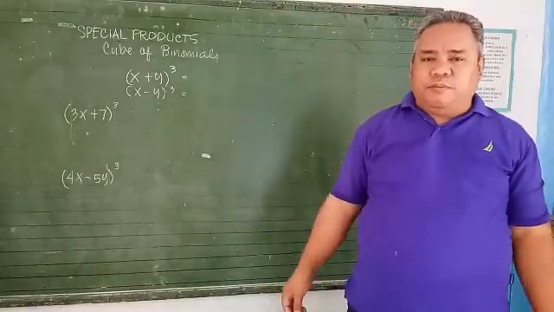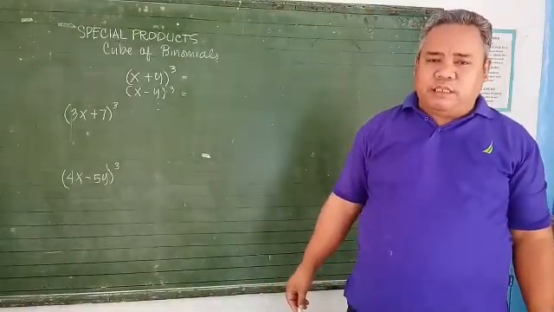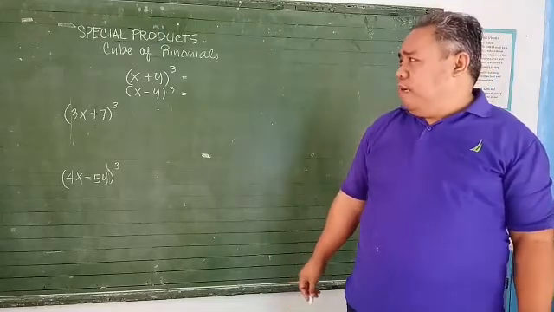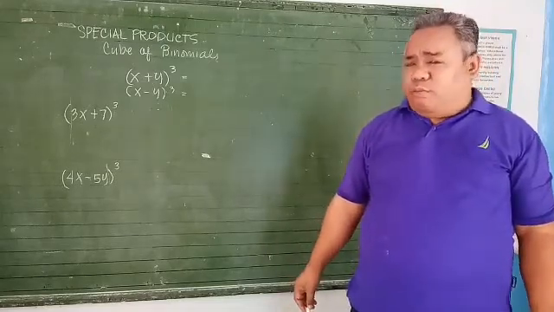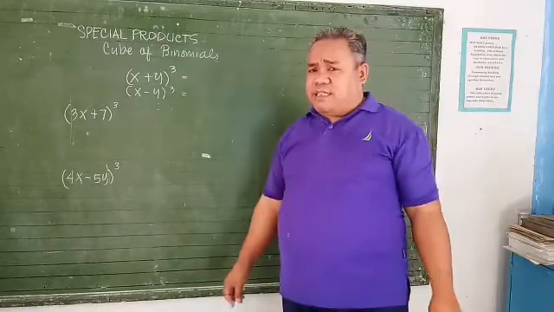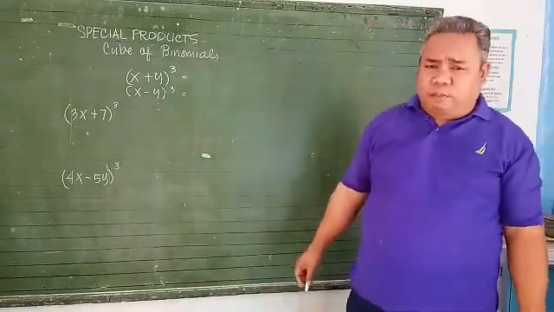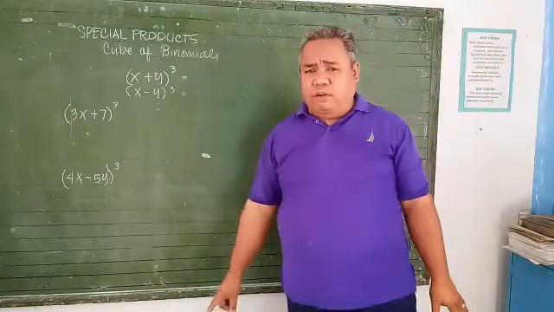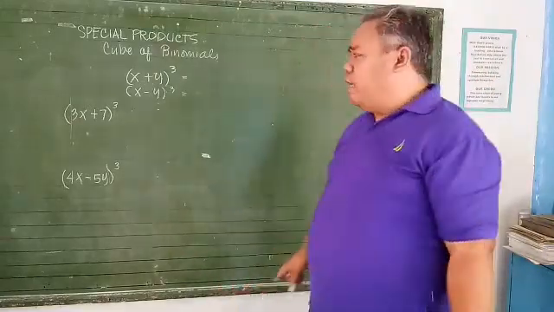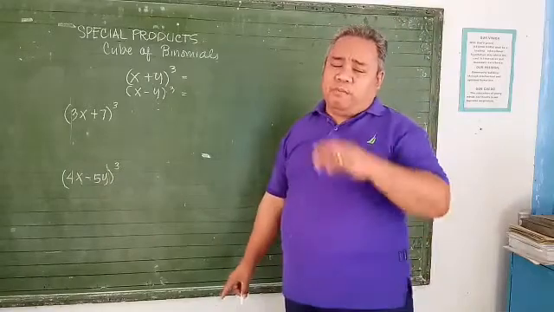Okay, the four types of our special product is the cube of binomial. So, what is a cube of binomial? So, dalawa rin yan, ano? Isang positive at isang negative. Actually, in the other book, they treat differently the positive cube of binomial, or the sum of the cube of binomial, and the other one is the difference of the cube of binomial.